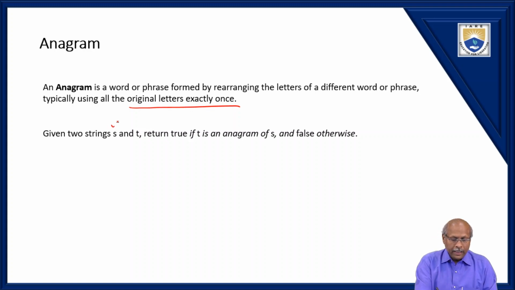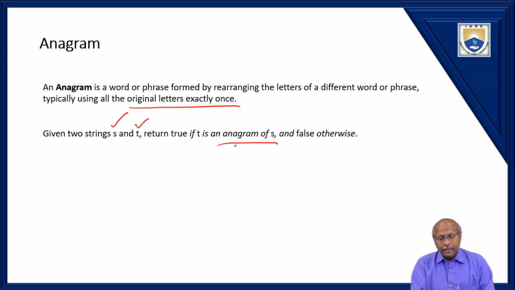So you have to give how many strings? You have to give two strings, S and T. It will return true if T is an anagram of S. That means whatever letters are there in T, the same should be there in S. If it is there, then it returns true. Otherwise, it will return false.